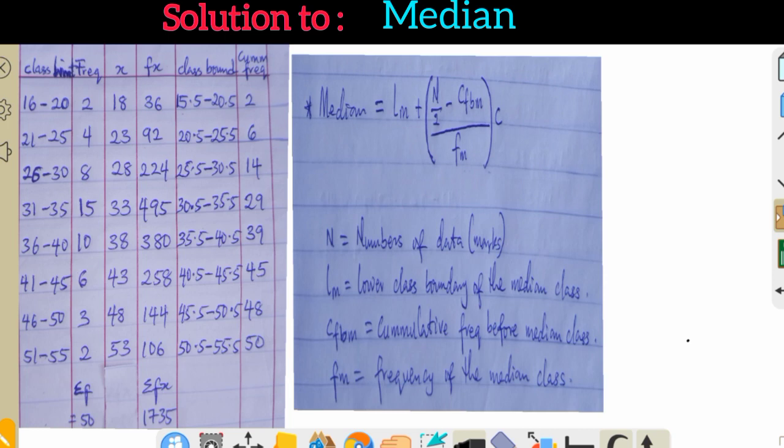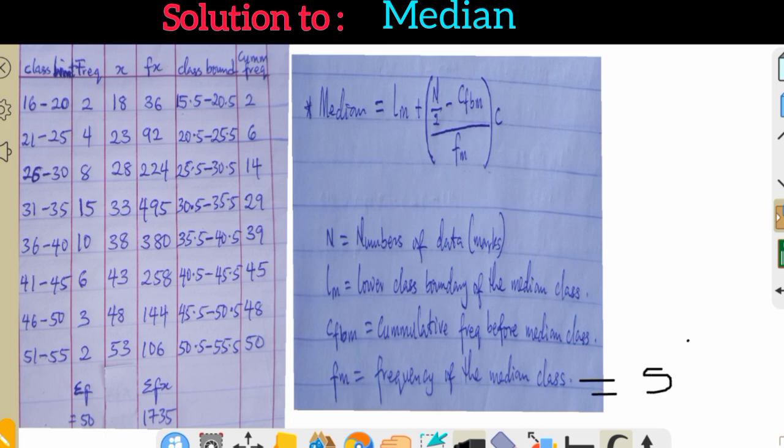Median is equal to the lower class boundary of the median class. The other one was LM again, but that was the lower class boundary of the modal class. This one is the lower class boundary of the median class. We are dealing with the median now, not the mode. Then plus, into bracket, n over 2 minus cumulative frequency before the median class, over the frequency of the median class, times the class interval. Our class interval has been 5, so it is unchanged.